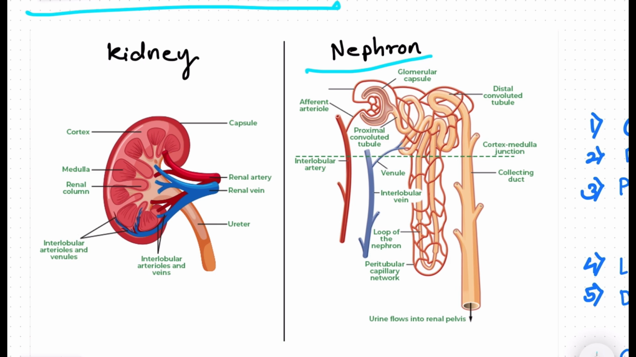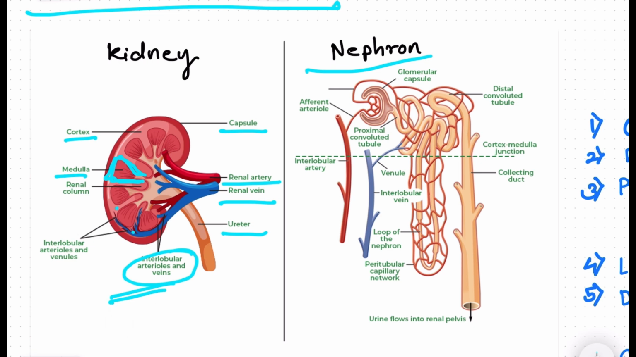Here you can see the capsule, the outer covering of kidney, then cortex, medulla. These fan-shaped structures are part of medulla, and there we can see lot of nephrons. Okay, and these are interlobular arterioles and veins. This is renal artery, renal vein, and then it is ureter, and these interlobular arterioles and veins also there.